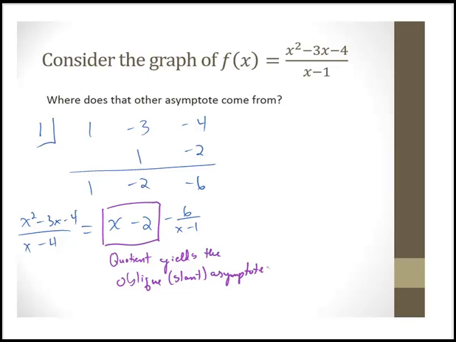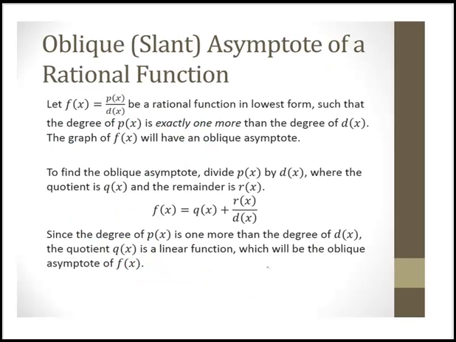Alright, so let's formalize this. Let f of x equal p of x over d of x be a rational function in lowest form, such that the degree of p of x, the degree of the numerator, is exactly 1 more than the degree of d of x, the denominator. If the numerator is of degree exactly 1 more than the degree of the denominator, then the graph of the function will have an oblique or slant asymptote.